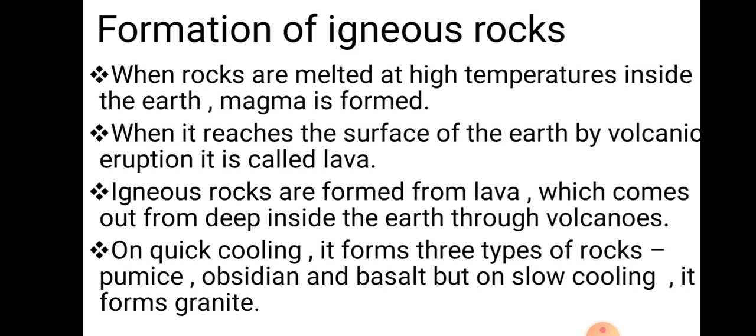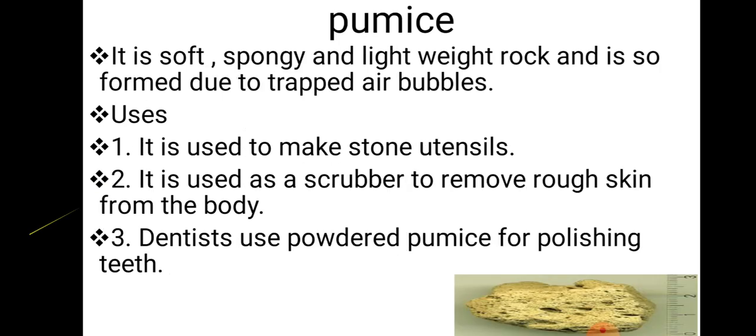Now, when this lava comes out, after that it takes time to cool down. Some parts get cool very quickly, so they form 3 types of rock, that are pumice, obsidian and basalt. And some of the lava takes very long for cooling, slow cooling. So that lava forms granite.